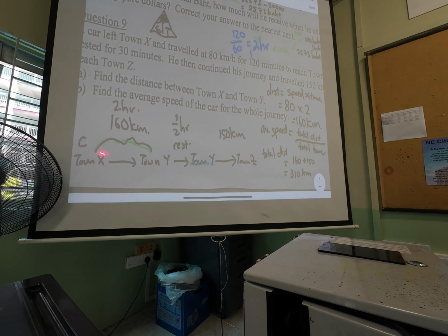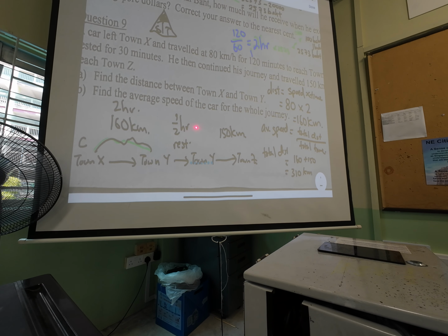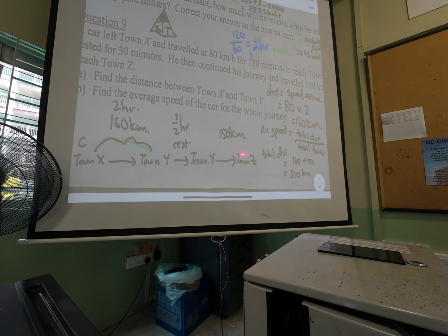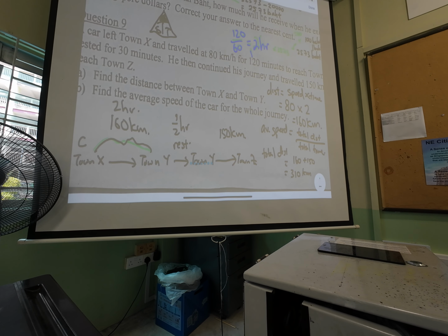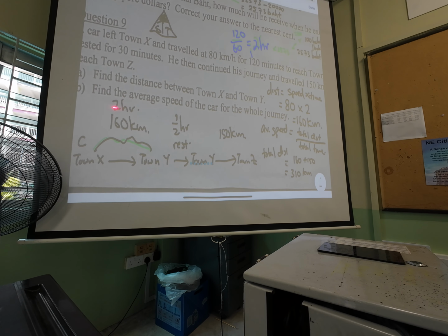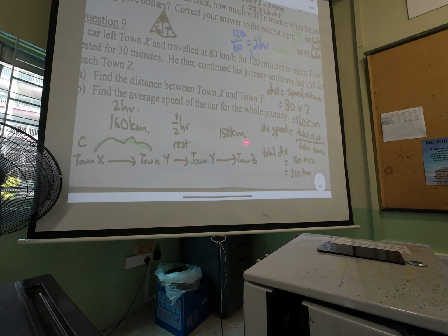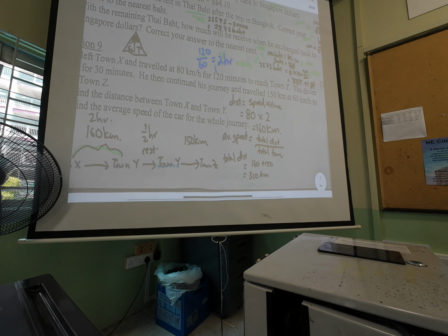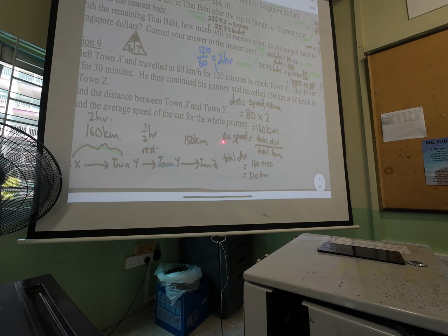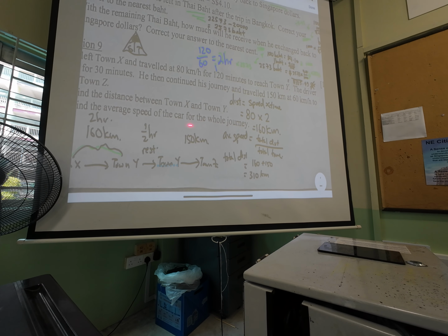I know this first part took 2 hours. I know he rested for half an hour. But I don't know how long this last part took. So before I find the answer to B, I have to find what time he took. What is the amount of time he took from town Y to town Z. So they actually want you to know yourself that you need to use this distance and this speed to find this time over here.